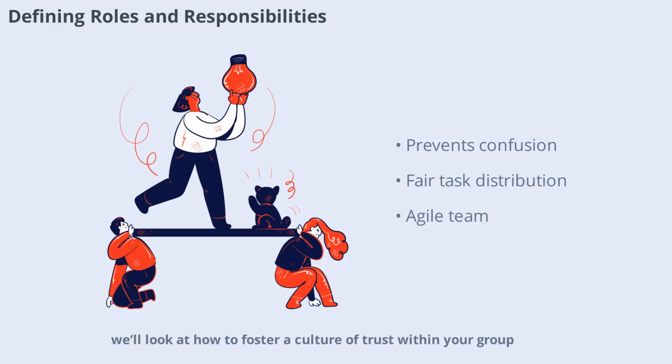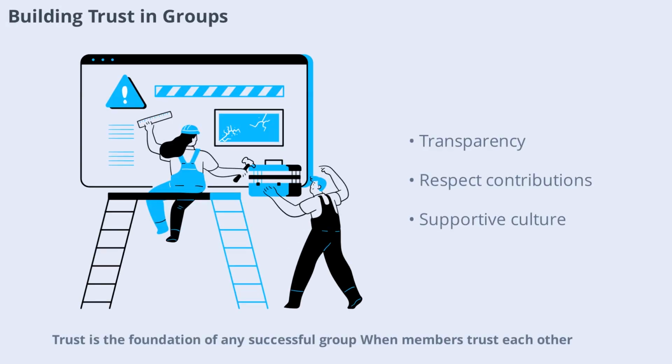Up next, we'll look at how to foster a culture of trust within your group. Trust is the foundation of any successful group. When members trust each other, they're more likely to share ideas, take risks, and support one another. Leaders can build trust by being transparent, keeping promises, and showing respect for everyone's contributions. Trust also grows when members feel their voices are heard and valued. Over time, a culture of trust leads to stronger collaboration and better results.